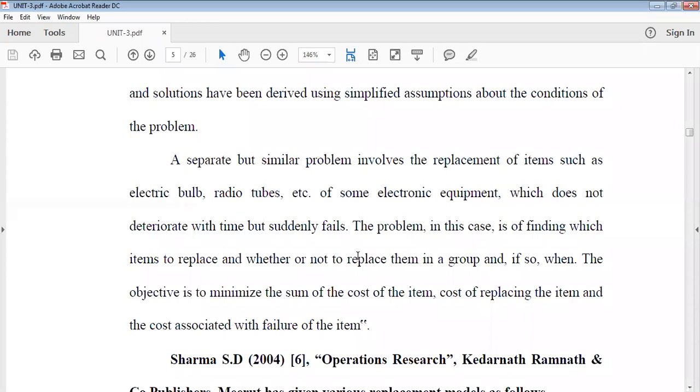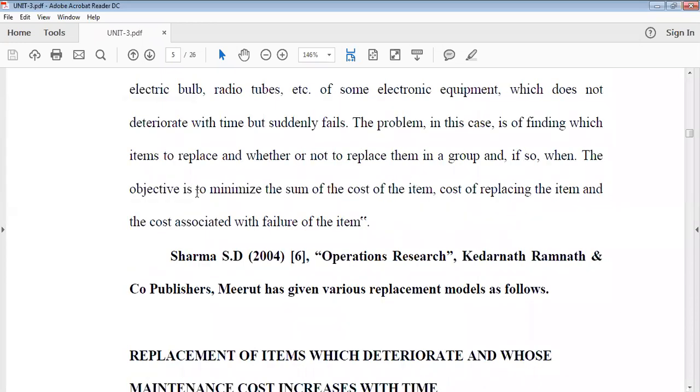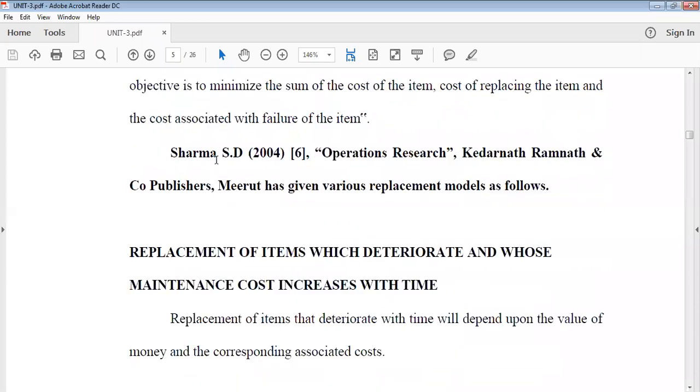So this is the other failure. The objective is to minimize the sum of the cost of the item, cost of replacing the item, and cost associated with the failure of the item. So there is a book, S.D. Sharma. This is a very important book. Operational Research, Kedarnath Ramnath and co-publisher Merit has given various replacement models as follows.